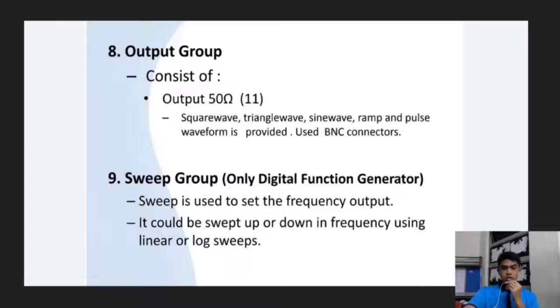The ninth and last one can only be found in a digital function generator, that is the sweep group. The sweep group is used to set the frequency output. It could be swept up or down in frequency using linear or log sweeps.